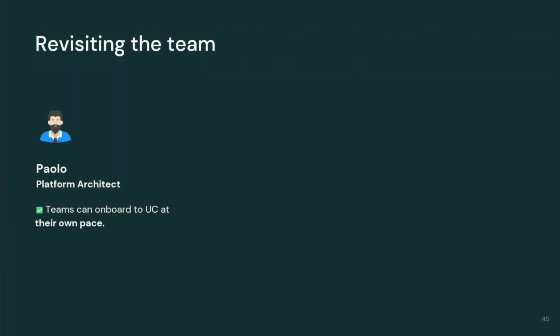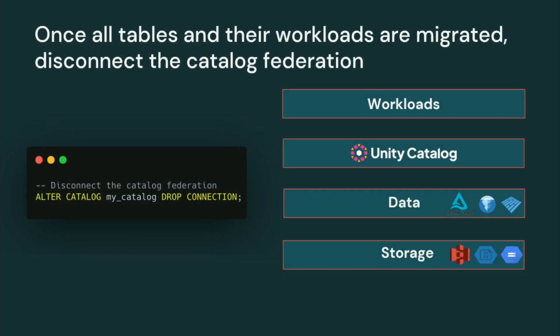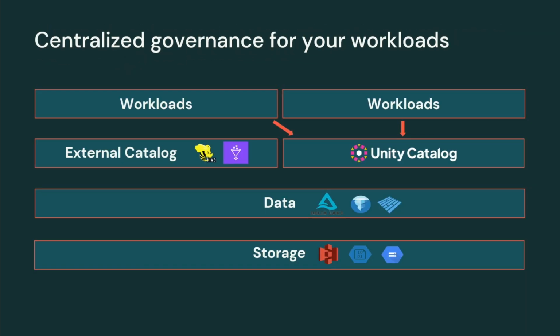And so we're going to revisit the team and check in on how they feel about this migration path. When we talked to Paolo, our platform architect, he's pretty excited about this because it gives teams the ability to onboard to UC at their own pace. And honestly, I might just go back to this diagram quick because I really want to emphasize this. The connection between the external catalog and Unity Catalog, you can stay in this for as long as you need, right?